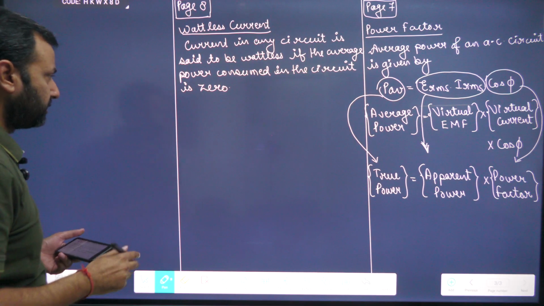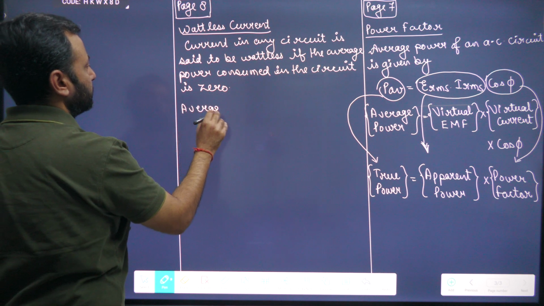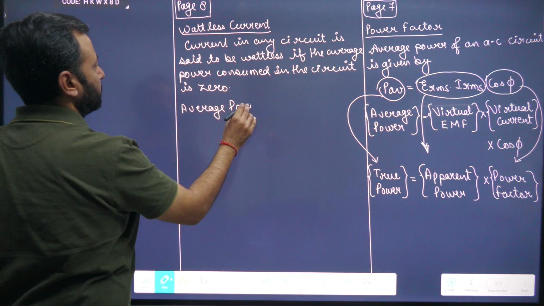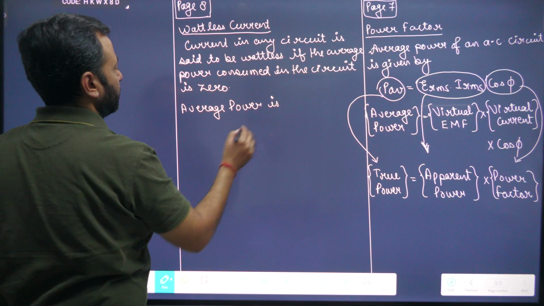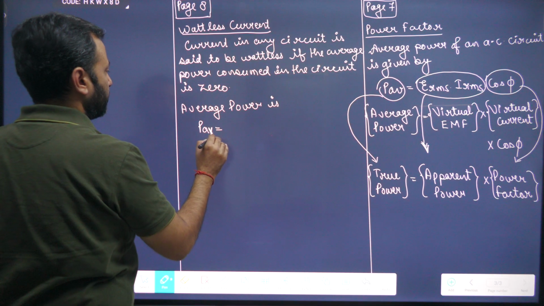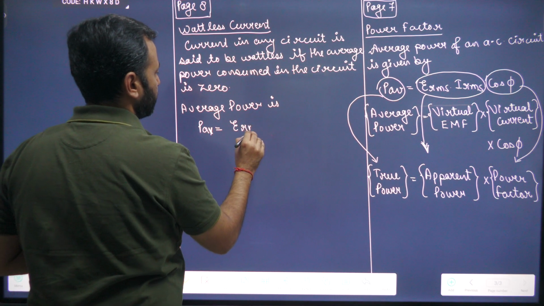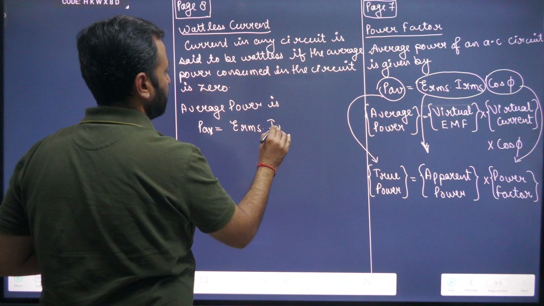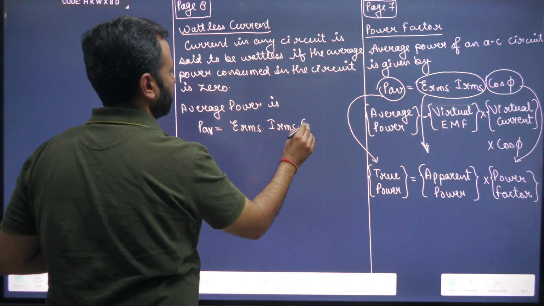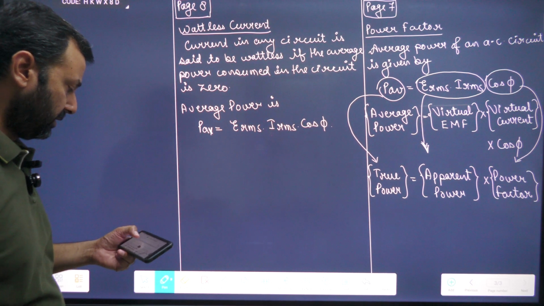The average power is given by P average is equal to ERMS into IRMS into cos phi. ERMS into IRMS into cos phi.